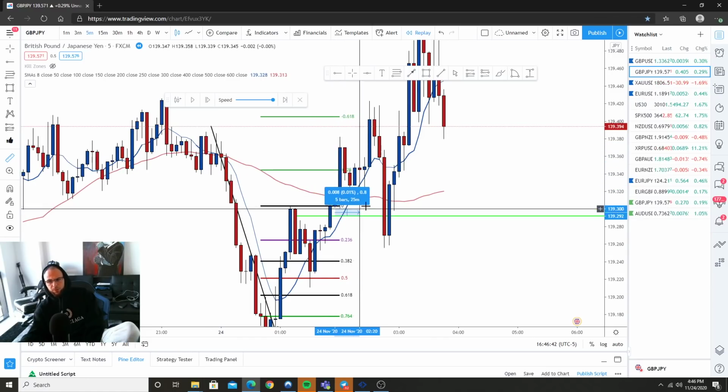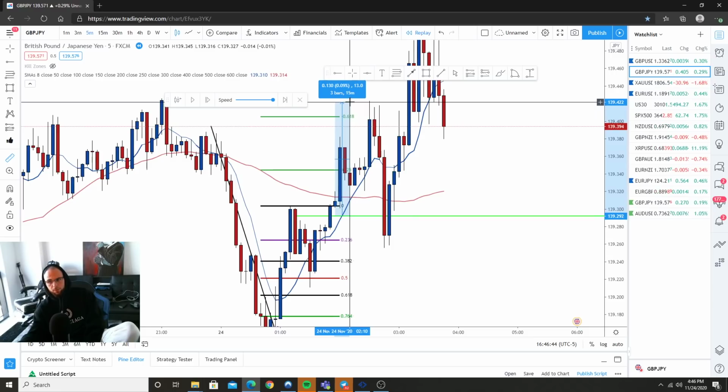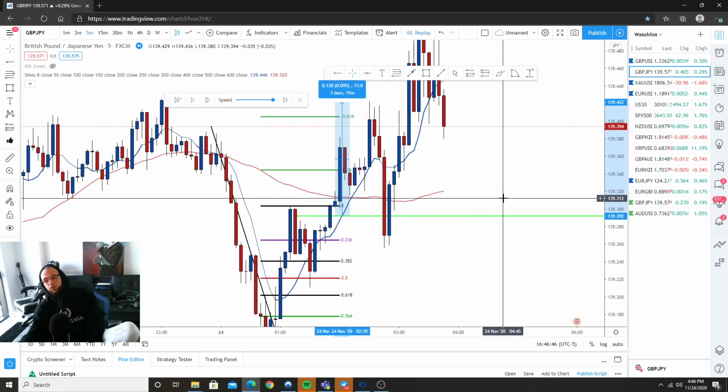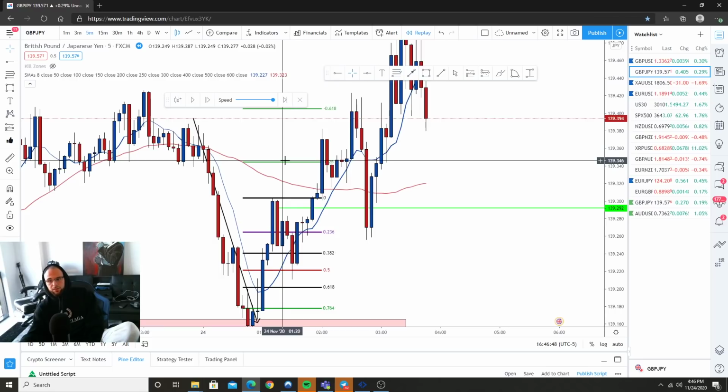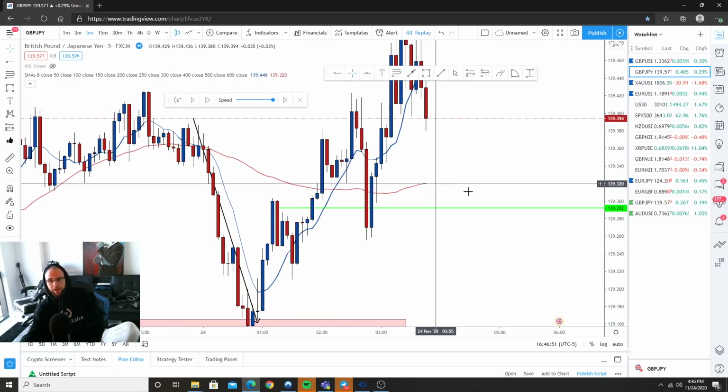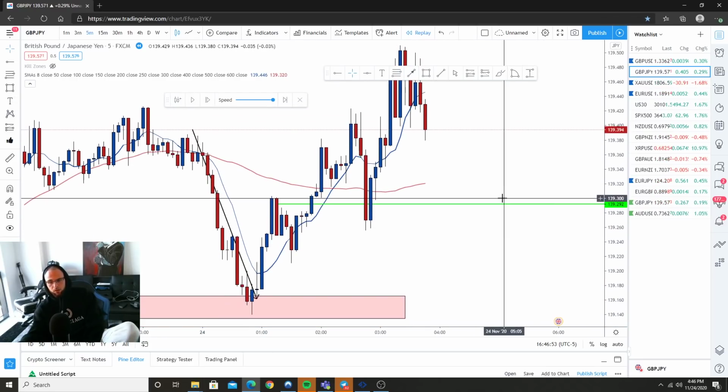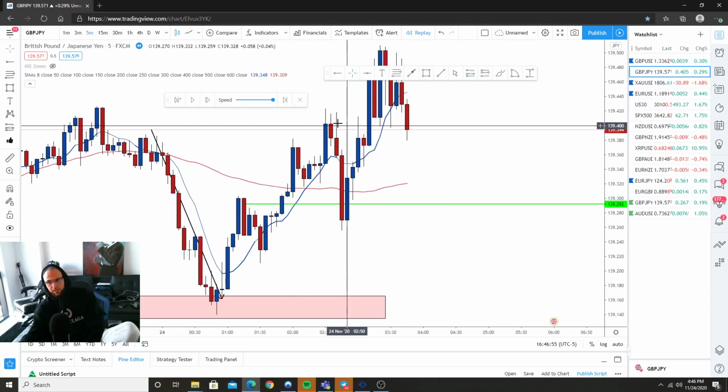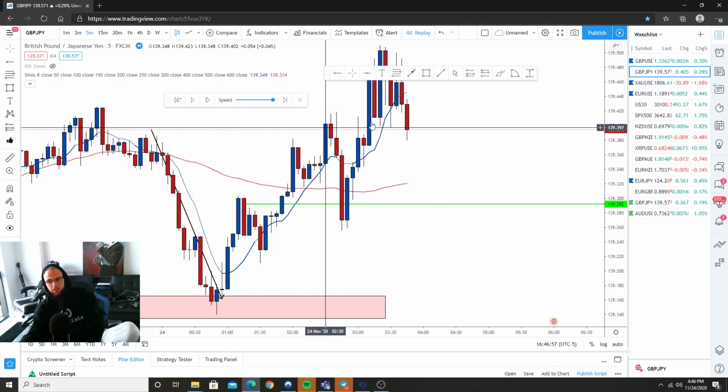At this point, we already had stops to break even, but price did eventually push back up about 13 pips for our 1-to-1, which is pretty good. So we did a nice little 1-to-1 on that one. I took out about 8 pips once price started to come back down and form this little resistance.